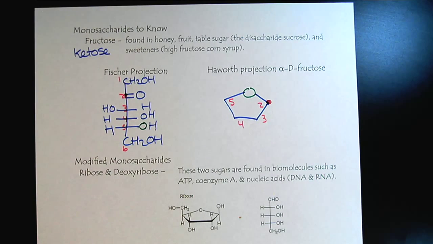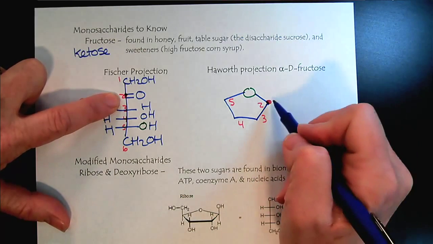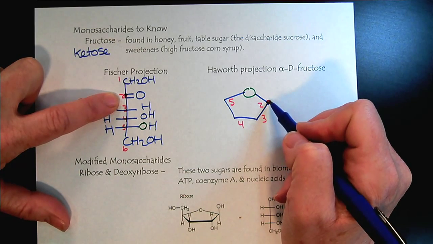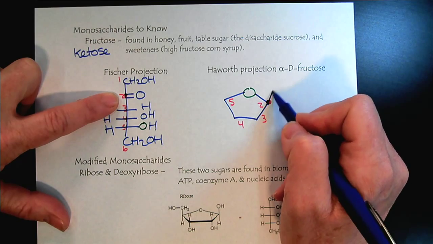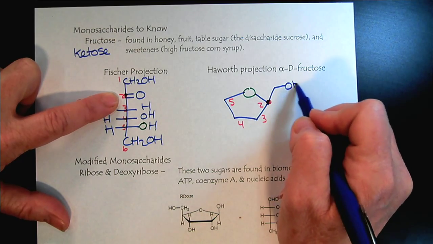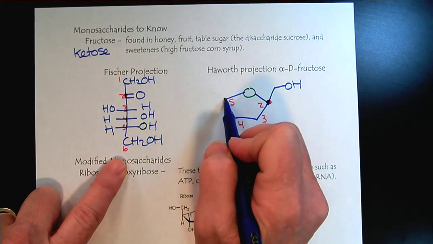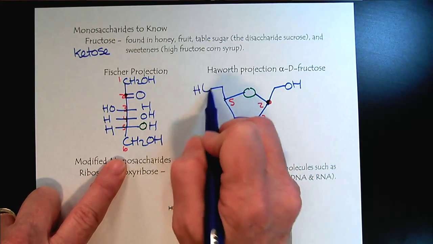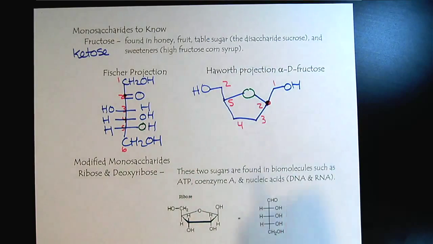So we have quite a few carbons missing from our Haworth projection. So if we look, what else is coming off of carbon 2? Well, we have a flagpole. So we can put this up here. And then we have, coming off of carbon 5, our other flagpole. So now we would have our 1 and our 6.